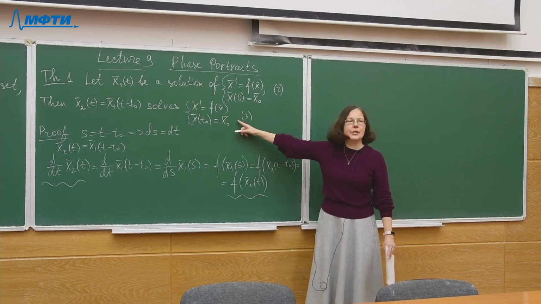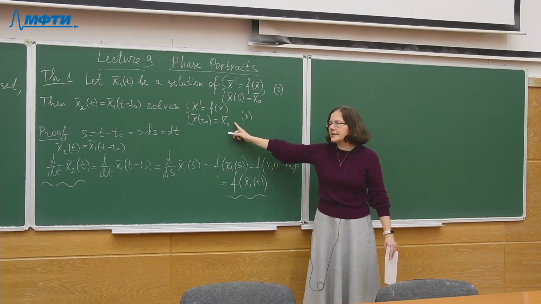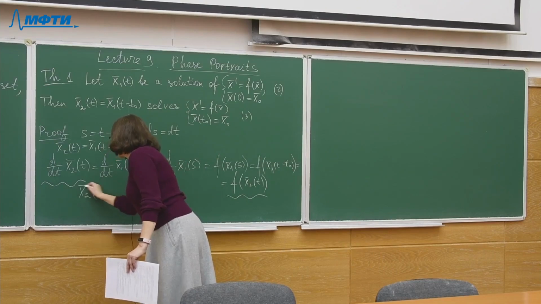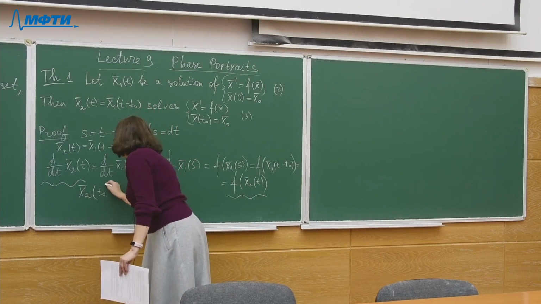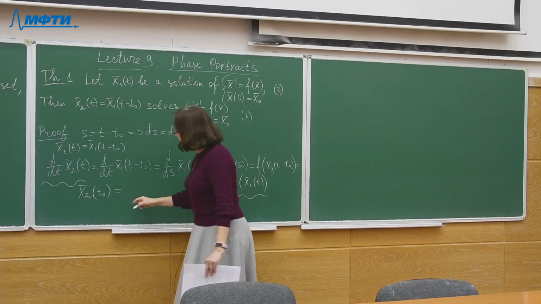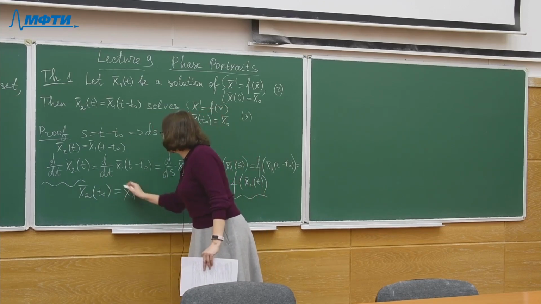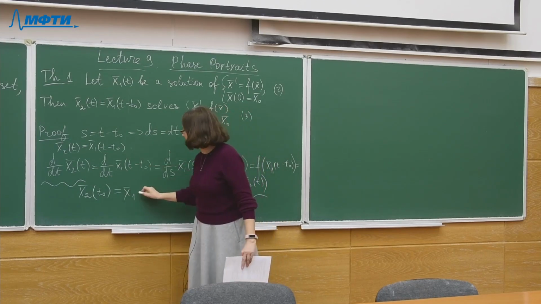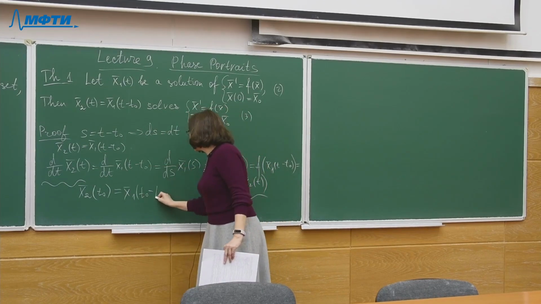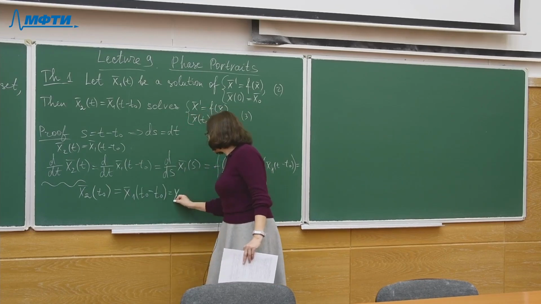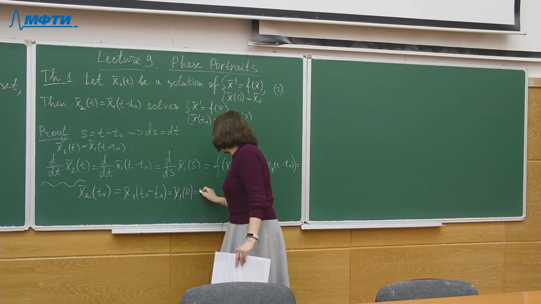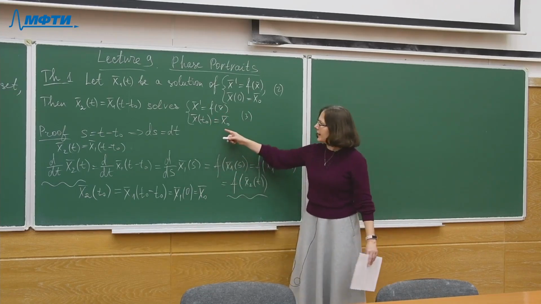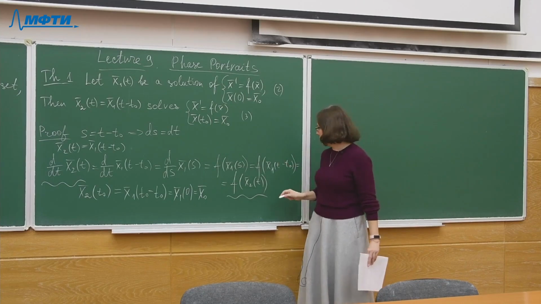And next, we need to check that x2 satisfies this initial condition. Let's find x2 of t0. By definition, this is the definition of the function x2, it is the same as x1 of t0 minus t0. So it is x1 of 0, and it is equal to x0. So we have shown that x2 satisfies this initial condition. So the theorem is proved.